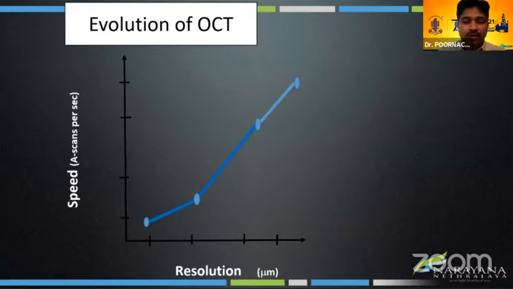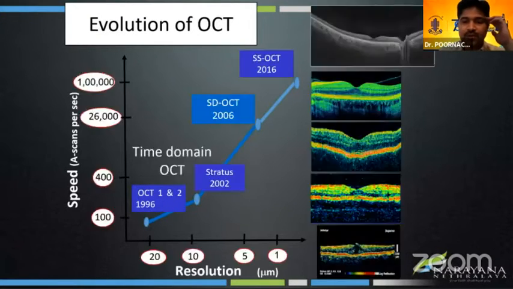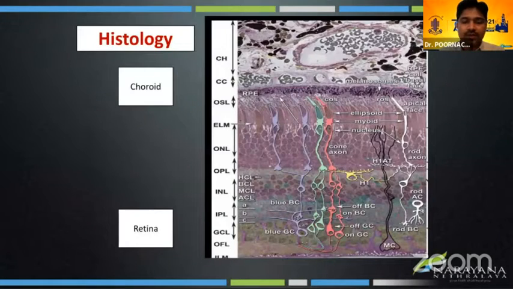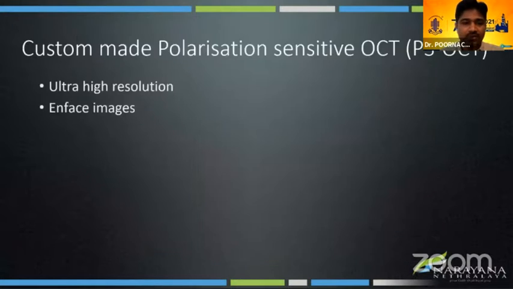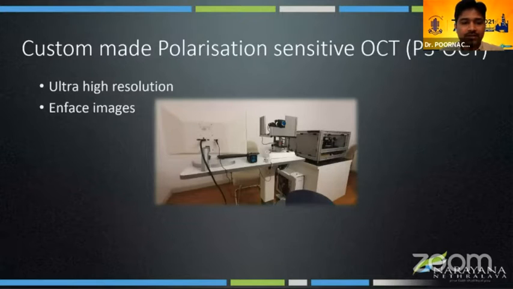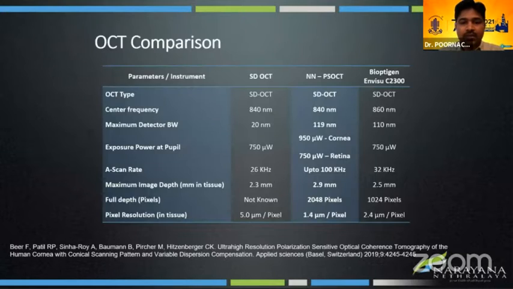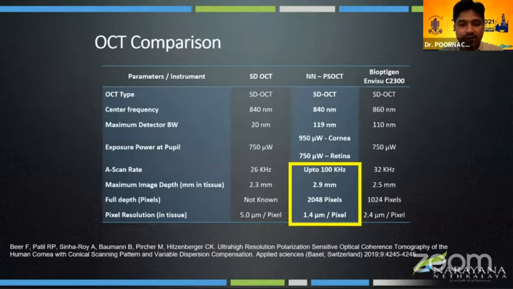So, as we know, we have come a long way from 1996 time domain OCTs to the recent swept source OCT. And histology will always remain the gold standard to analyze these retinal layers, but it can't be done in clinical scenarios. We designed a custom-made polarization sensitive OCT with ultra high resolution, which can also generate in-phase images, which was not available in earlier models. So the main difference compared to the STOCT and Bioptigen lies here, where better scan rate, maximum depth penetration, better pixel density, obviously a better resolution.